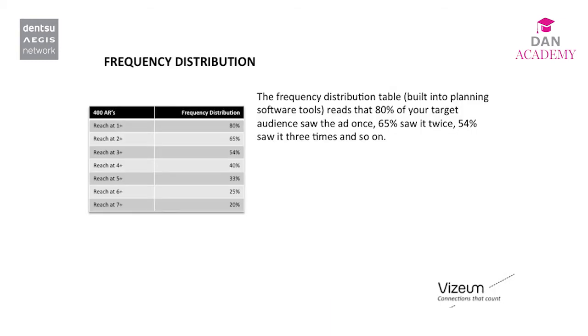Frequency distribution, we spoke about that, reach at 1+. Here you can see how frequency distribution works, and this is built into your planning software tools. If you look at reach at 1+, it reads that 80% of your audience saw the ad at least once. At 2+, 65. So what frequency distribution means is the higher your frequency level goes, the lower your reach is.